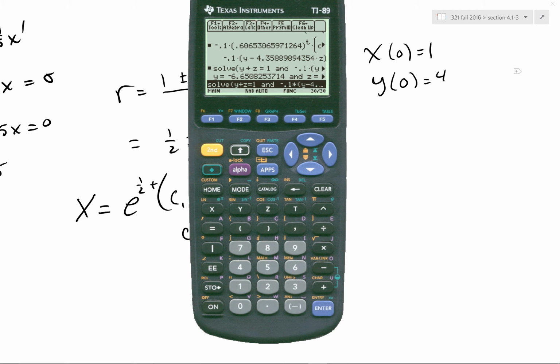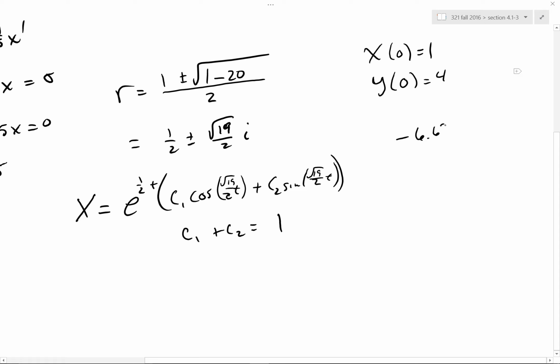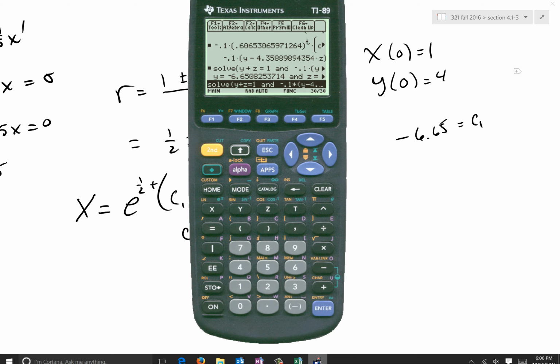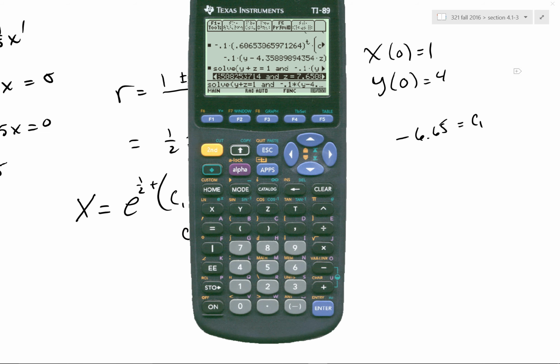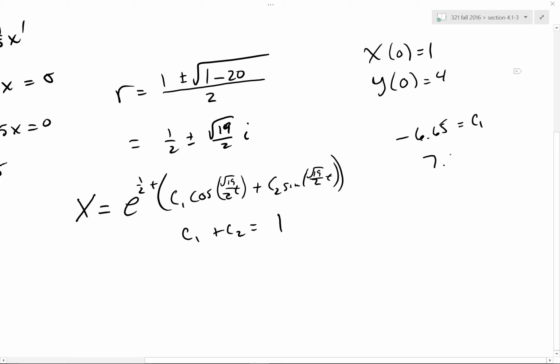And there they are. So y, which is C1, is negative 6.65. And z is 7.65. That is C2. Okay. Now, like that, right? Well, what's y then, for goodness sakes?